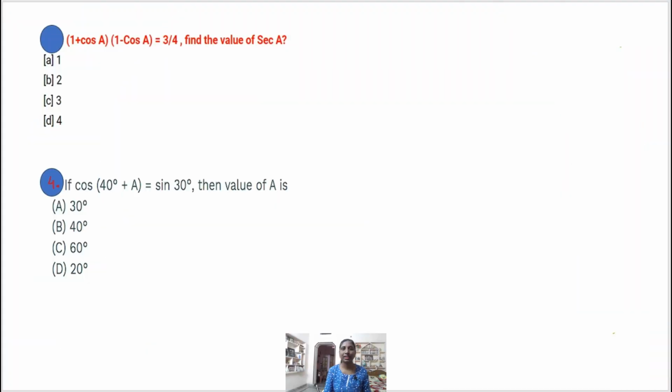Okay friends, now let us read the next question. If cos 40 plus a is equal to sin 30 degree, then the value of a is? So here we are going to solve this question. Cos 40 plus a is equal to sin 30 degree. Seeing this, there is no need to panic. What is this, cos 40 plus a, how will we find it?